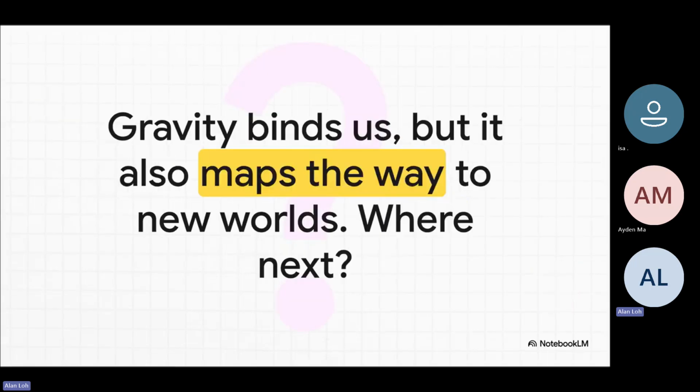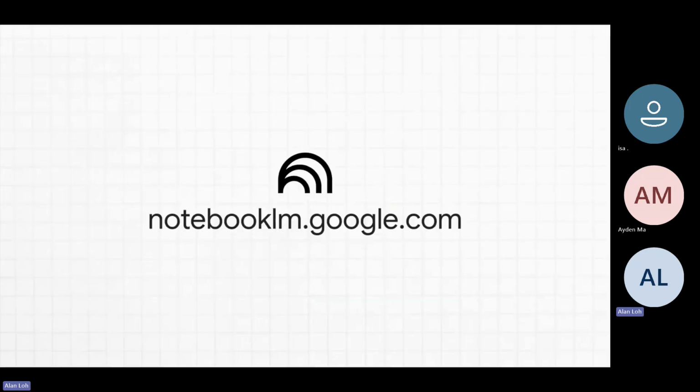So from one single falling apple, Newton's laws basically gave us the map to the heavens. They taught us how to stay here on our world and how to break free. Gravity is both the chain that binds us and the rails that can guide us to new worlds. Which leaves us with just one question. Where do we go next?